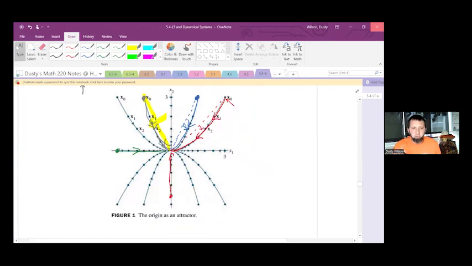So just to make sure that you're understanding what's going on here, we started with the eigenvalues of lambda equals 0.8 and lambda equals 0.64.